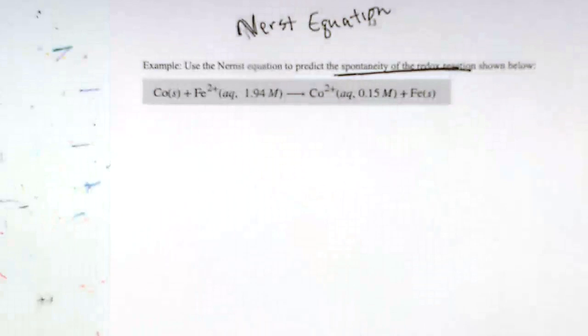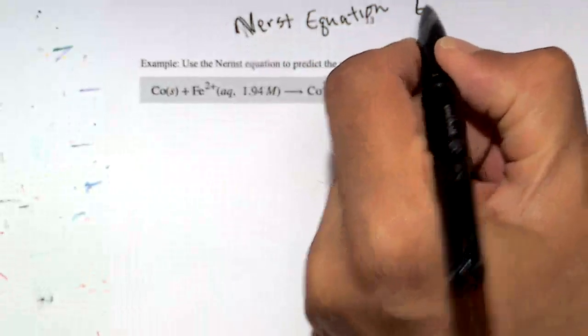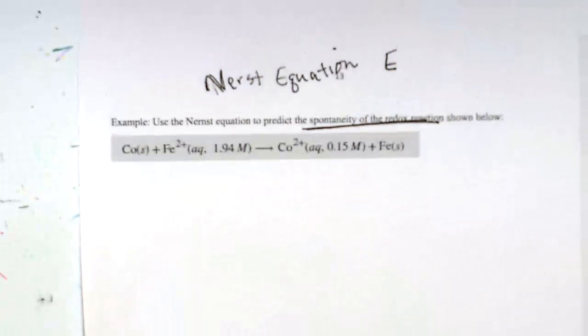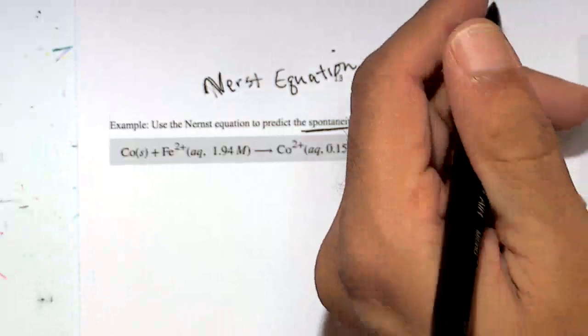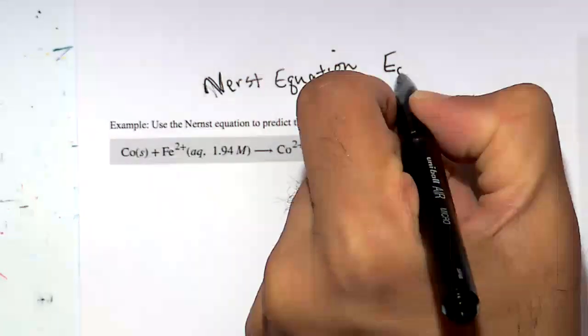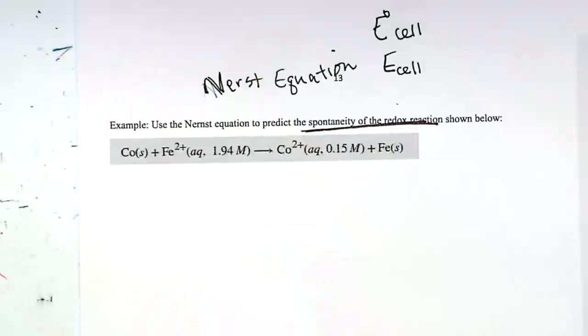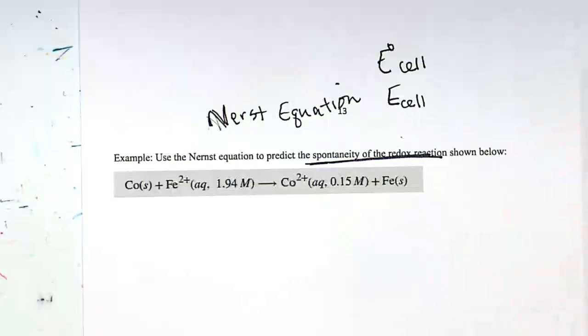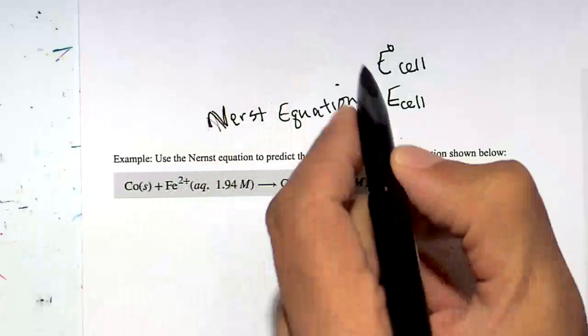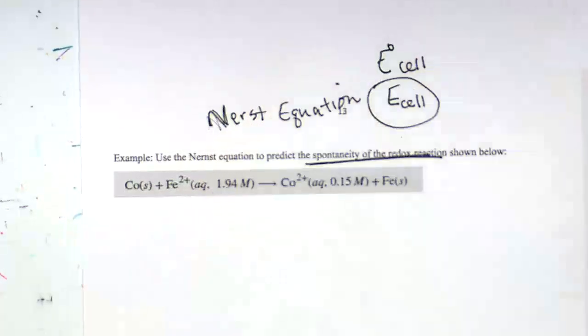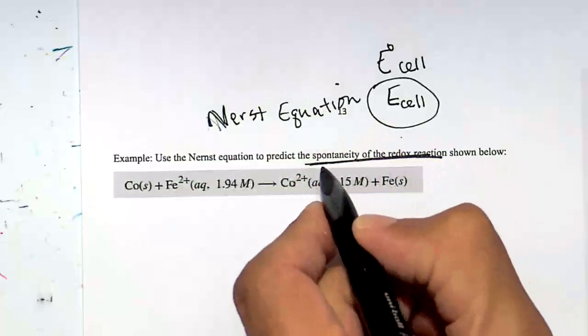So first thing is the Nernst equation. We're talking about non-standard state. We're talking about E, some voltage, cathode and anode, V, voltage. Not this, because that little symbol, naught, means standard state. So we're calculating this. That is when we will use the Nernst equation.